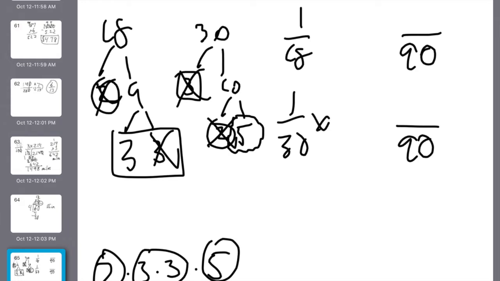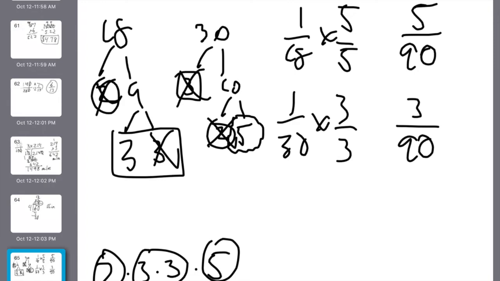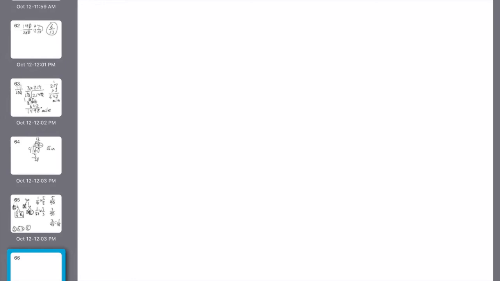I cross out this 3 here, I cross out the 3 here. So from this one I have to take this guy times the 3 that's left, and from this guy I take this one times the 5 that's left. 1 times 5 is 5, 1 times 3 is 3. I subtract, I get 2, the 90 stays the same. Divide both by 2 is 1/45. Okay, I want you to think of everything we did here, guys. They write you a little problem that says, please subtract those 2 fractions, and we have to do a ton of work to try to get there.